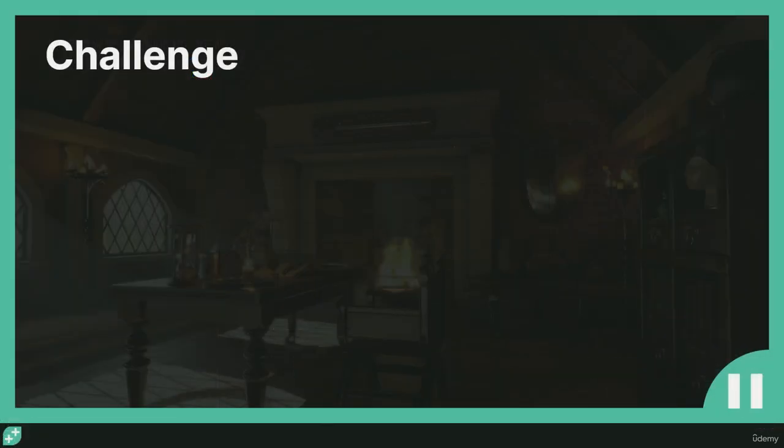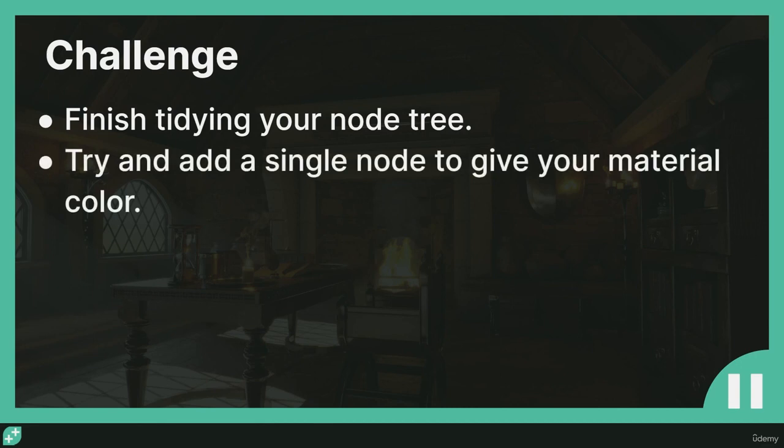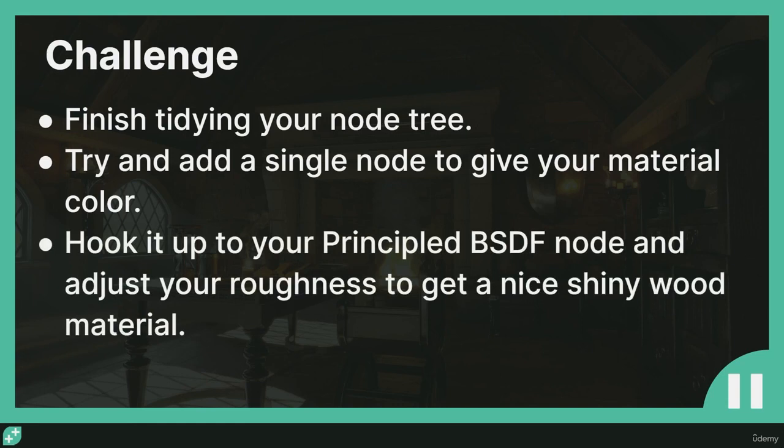Okay, so it's challenge time. Your challenge is to first of all finish tidying your node tree, make sure it's all framed and named. And then try and add one single node to give your material colour. Once you've added that node, hook it up to your principled BSDF node and adjust your roughness to get a nice shiny wood material just to see where we're at. So pause the video, have a go at that, and join me in a moment and I'll show you how I would do it.